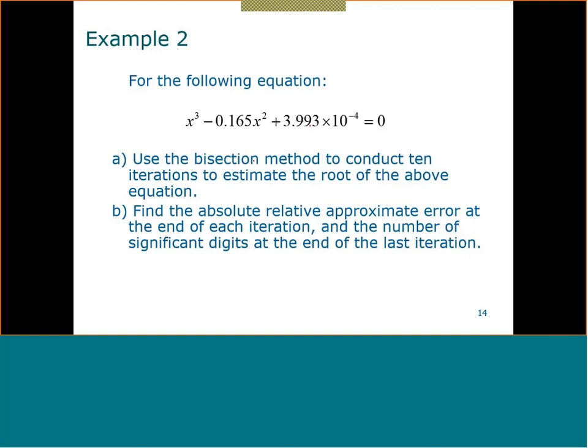Now I will just go to one root. I will not search for all the roots. Then find the absolute relative approximate error at the end of each iteration. So we will find the error at each iteration and the number of significant digits. Now, when we reach the final answer, I want to see how many significant digits are in my final answer.